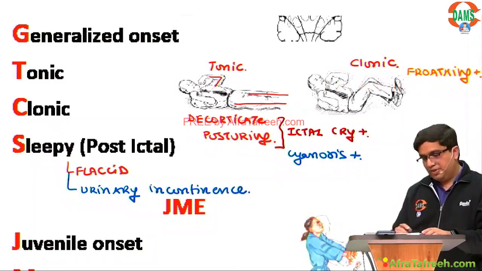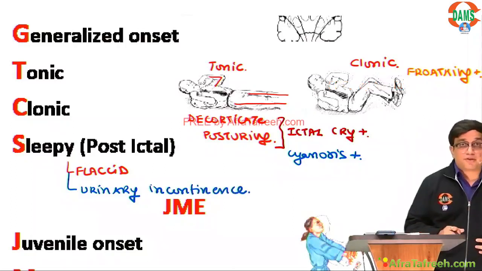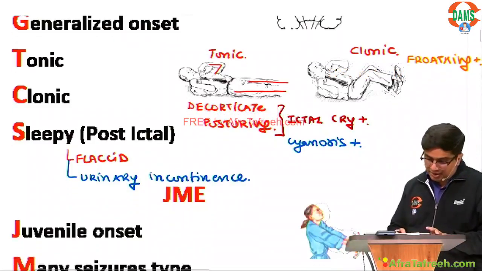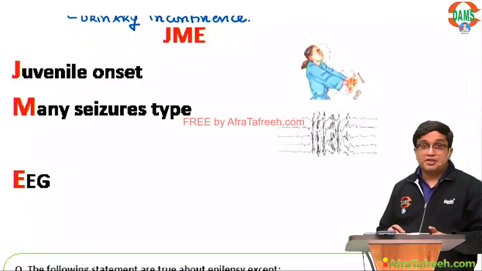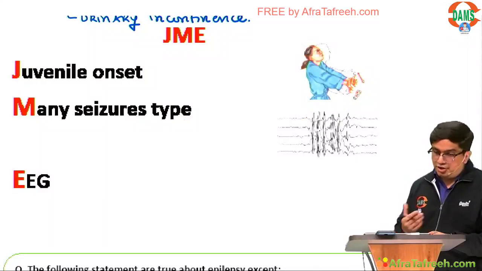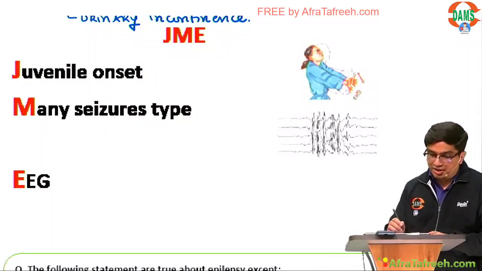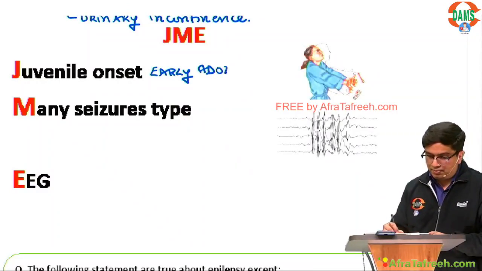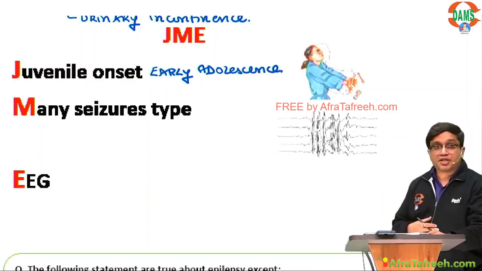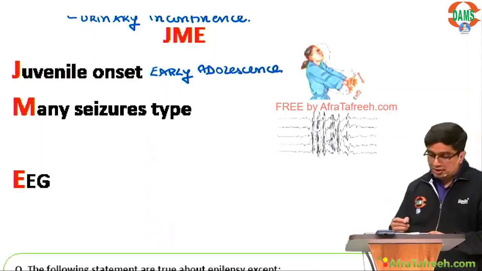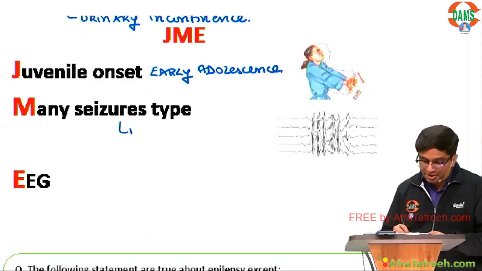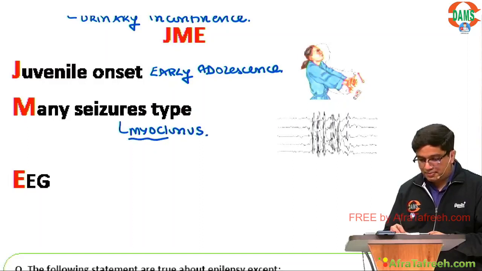Okay. Then we have the juvenile myoclonic epilepsy, or the JME. In JME, we usually have a juvenile onset in our patient. The onset happens in early adolescence. In these patients, many seizure types are generally seen, and the most common seizure type seen in them is always a jerky movement that is known as myoclonus.